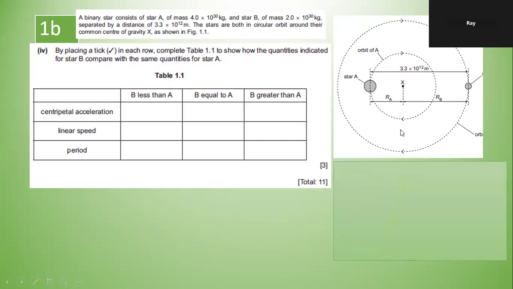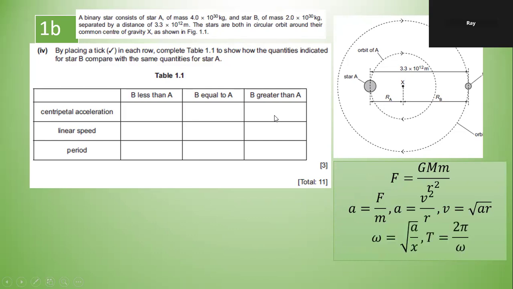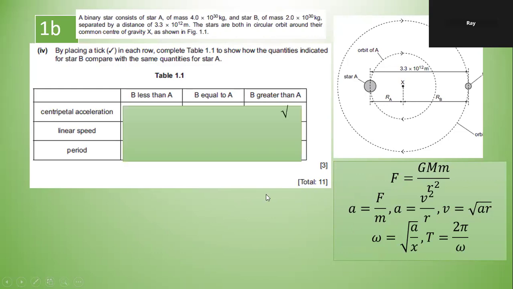This one you just use some of the equations to help you. F is constant. Acceleration is F divided by m. Remember, the mass of B is smaller, the mass of A is bigger. So the centripetal acceleration of B is greater than A.